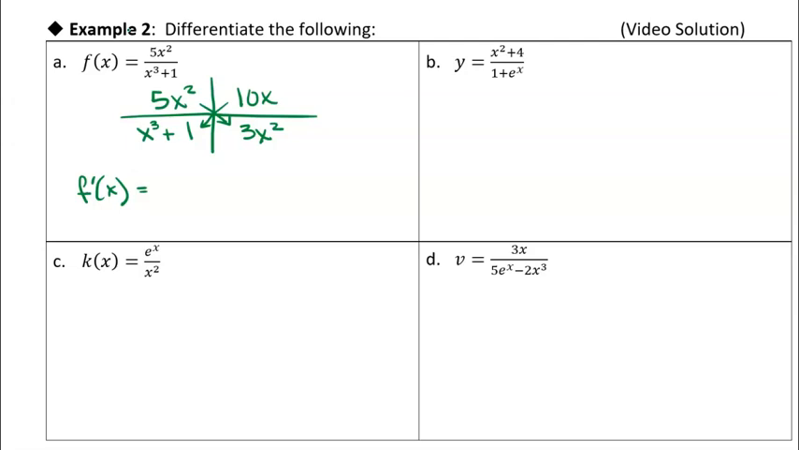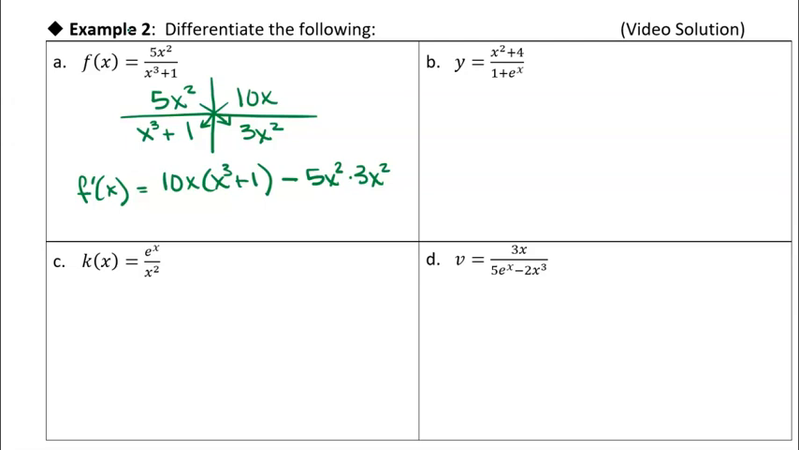I'm going to take 10x times this x cubed. So 10x times x cubed plus 1. But this time a minus has to go in the middle, all right? And then we're going to multiply the other diagonal, 5x squared times 3x squared, which I suppose you could just write directly as 15x to the fourth.